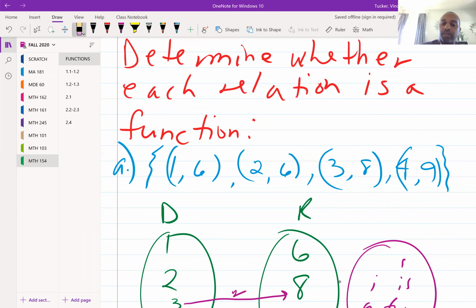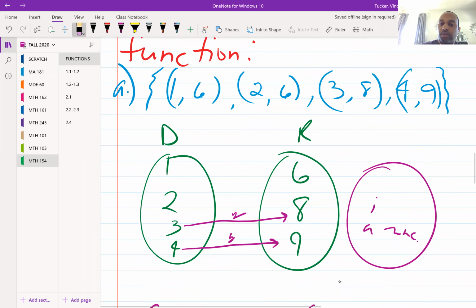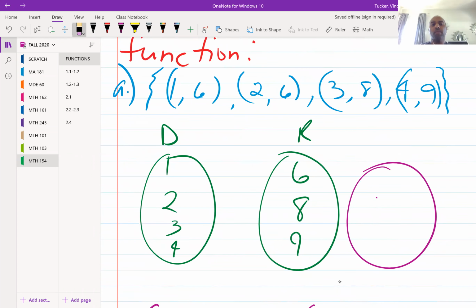All right, let me erase some of this stuff so we can walk through it. So this first one, we have (1, 6), (2, 6), (3, 8), (4, 9). One way to do this is to create a mapping of what goes from the domain to the range. What's in our domain is 1, 2, 3, and 4. Our range has 6, 8, 9. It is best to look at each element individually and not as a set in order to define whether we have a function or not.